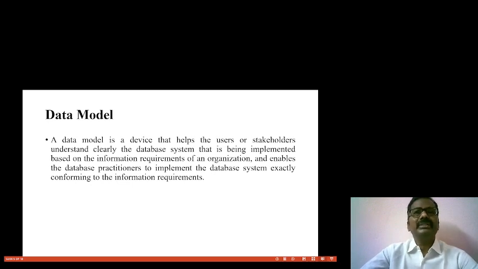All these scenarios have to be properly represented by means of a model. When all these scenarios are represented by means of a model, automatically the user is going to understand those banking issues clearly. Therefore, a data model is a device that helps the users or stakeholders to understand clearly the database system that is being implemented based on the information requirements of an organization.